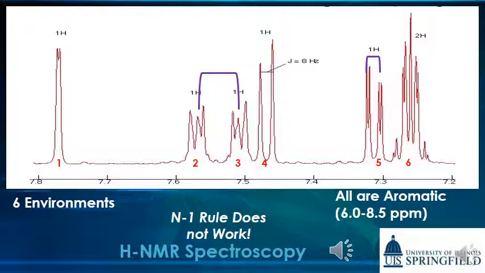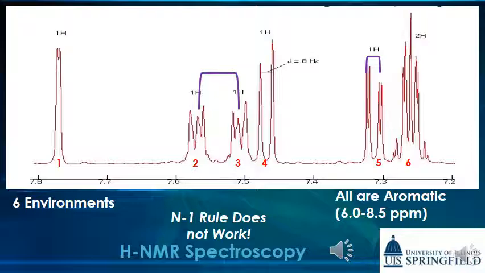Now, first off, in proton NMR, you want to find the number of environments you have. In our case, we have 6 environments. Then next, you want to try and assign those environments to a functional group. All our groups are aromatic because they all lie between 6.0 and 8.5 parts per million.